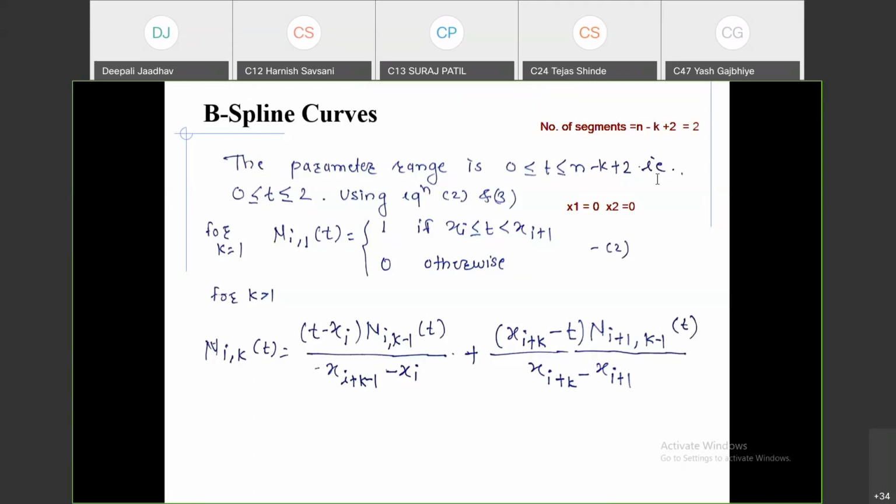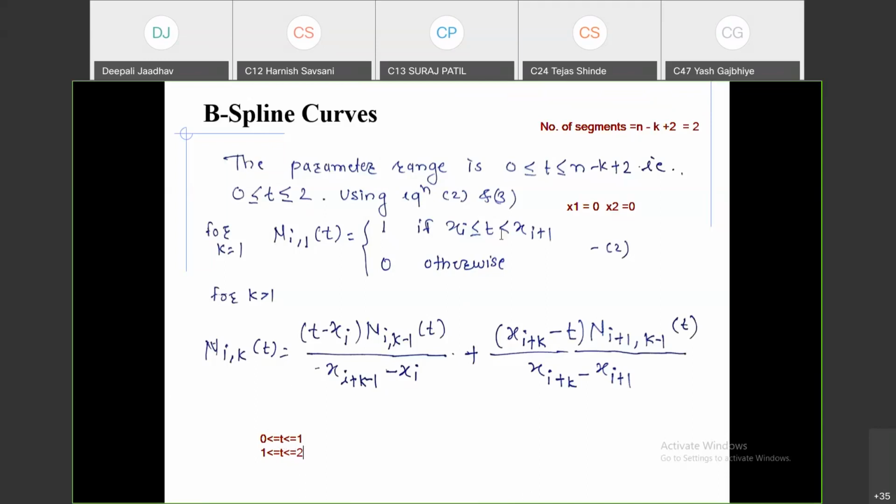So as there are 2 segments here, in the first segment t ranges from 0 to 1, greater than or equal to 0 and less than or equal to 1. And in the second segment t ranges from 1 to 2. Why are these two ranges taken? Because there are only 2 segments. If there are 3 segments, we need to take 3 different parameter values of t. But as there are only 2 segments according to our equation of the number of segments, the parameter range for t is 0 to 1 and 1 to 2.